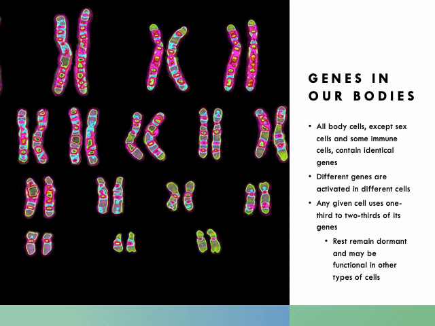So in our bodies, all of our cells, except for our sex cells, have the same genes. They're identical. There are different genes that are activated in different cells depending on the function, and cells only use about 1 to 2/3 of their actual genes. The rest just lay there and do regulatory functions, or they lay dormant and don't do anything until they're needed.